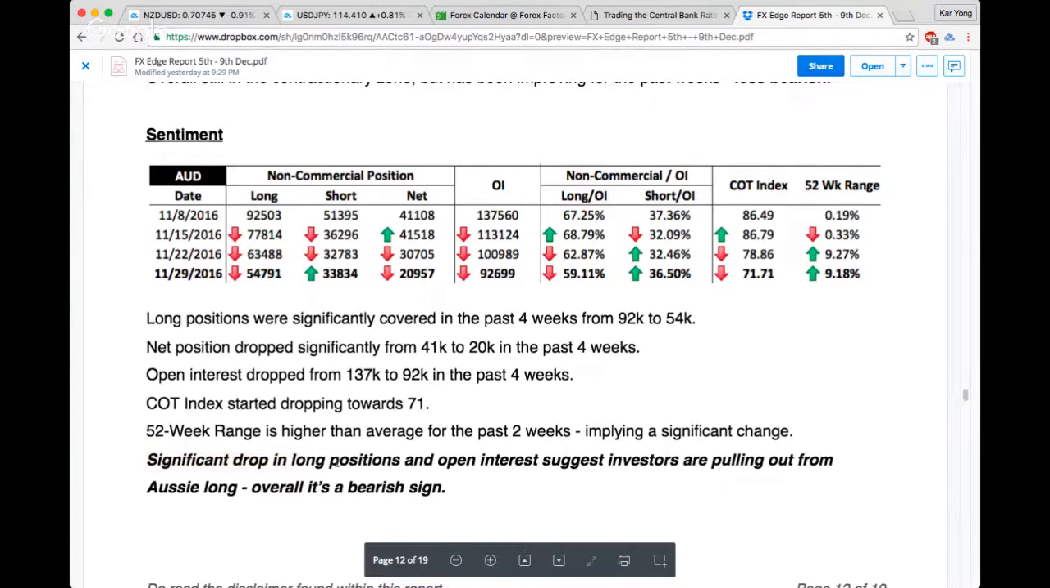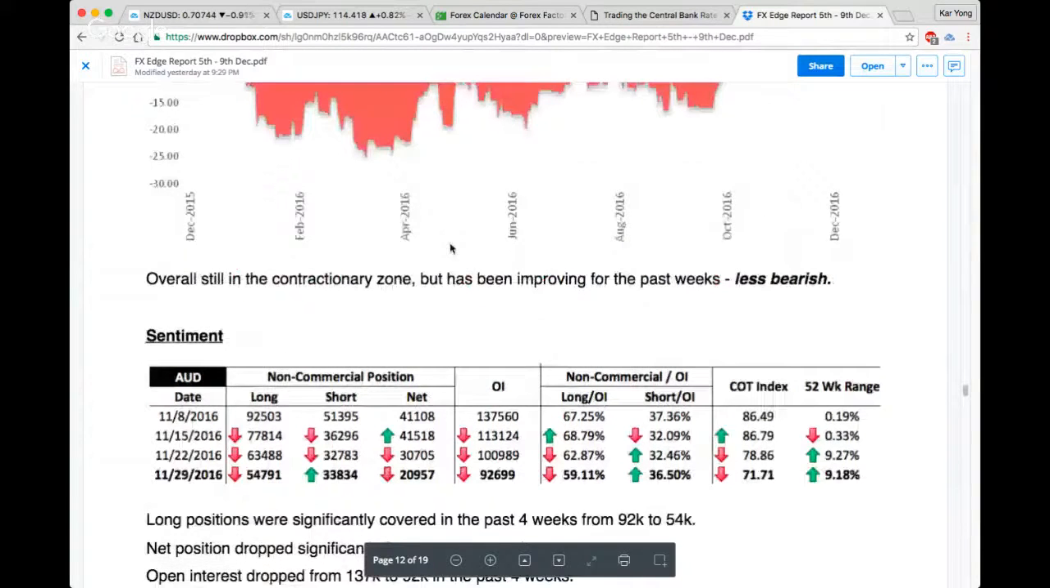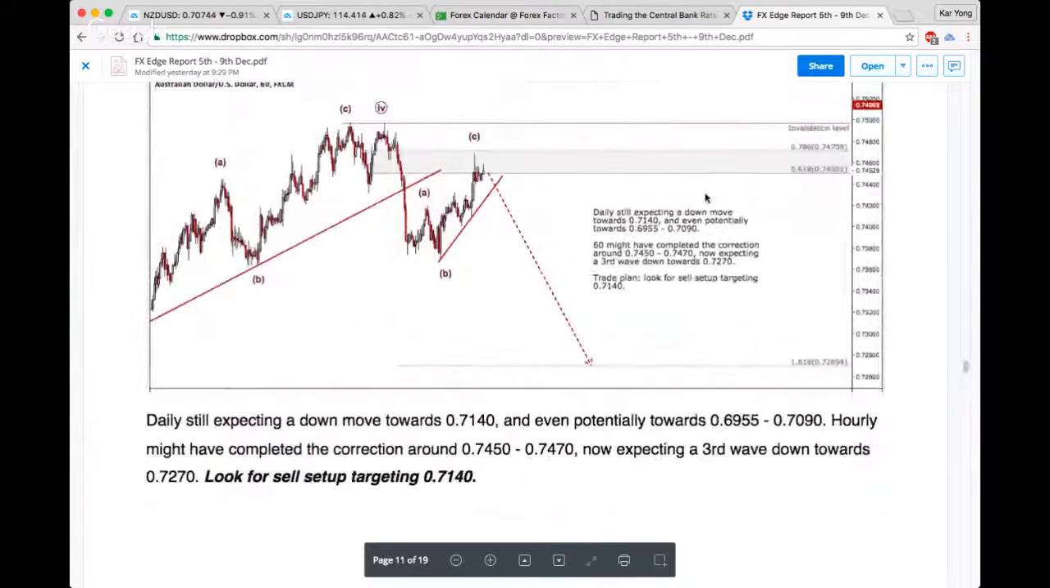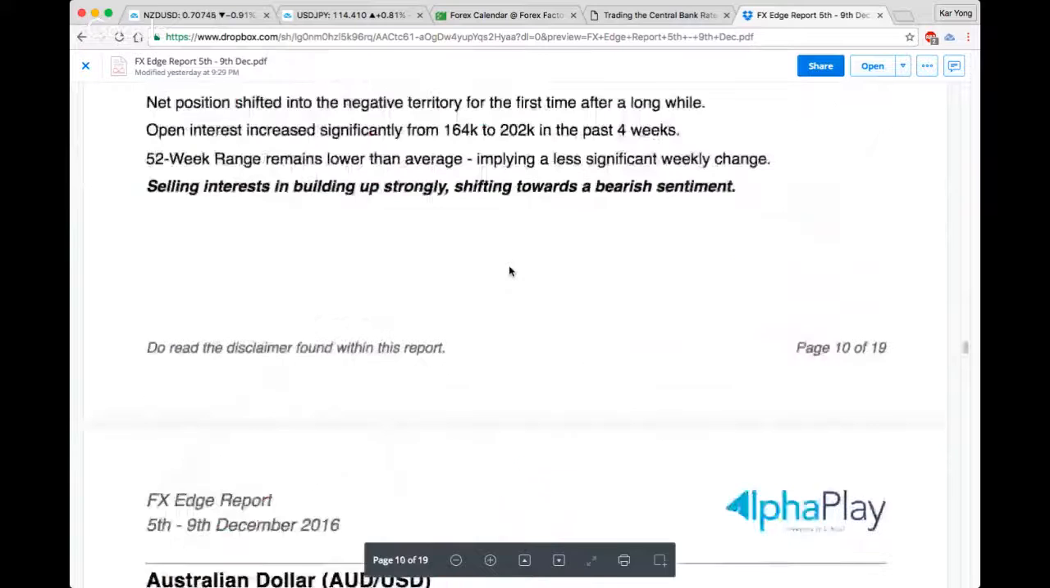We have a significant drop in long position and open interest. This suggests that investors are pulling out from Aussie long. So this shows us that overall it is a bearish sign. Over here, fundamentally, we have a slightly bearish sentiment. We are also bearish, and if you look at technical, it's still in the bearish setup. Technical-wise, I'll talk to you more when we go over to the charts later.